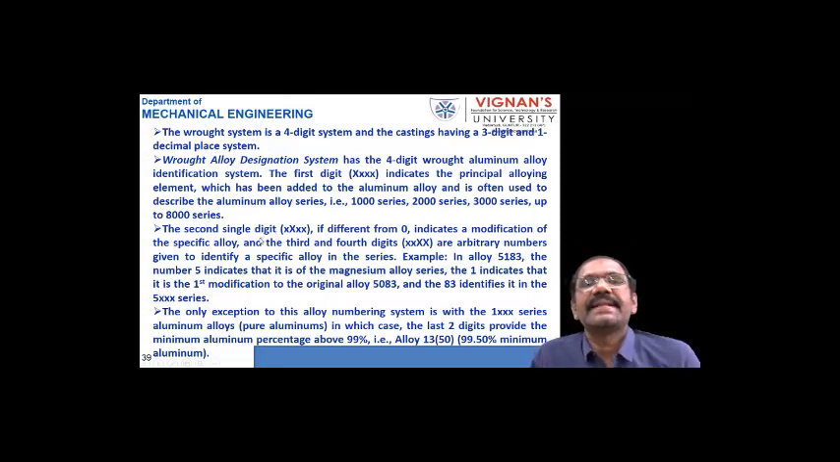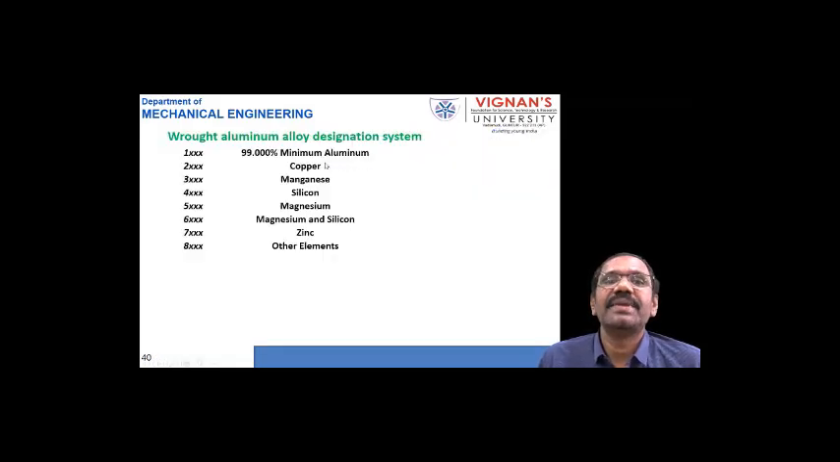Right, once again I am explaining this. The first digit indicates the type of principal alloying element, not the percentage. If it is 1, pure aluminum. If it is 2, copper is added. 3 indicates that manganese is the principal alloying element in that alloy. 4 indicates that silicon is the principal alloying element in that alloy. 5 indicates that magnesium is the principal alloying element. 6 indicates that magnesium and silicon, these two, are the principal alloying elements. 7 indicates zinc. So like that we have.